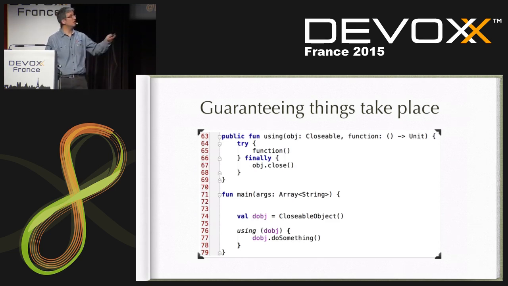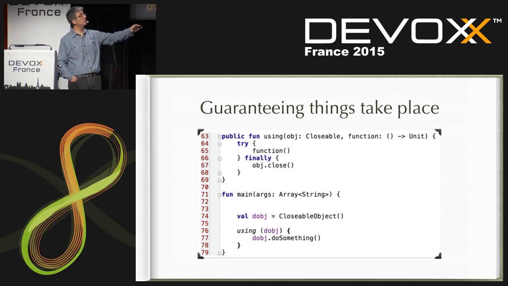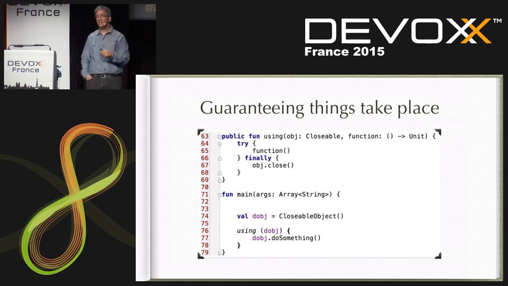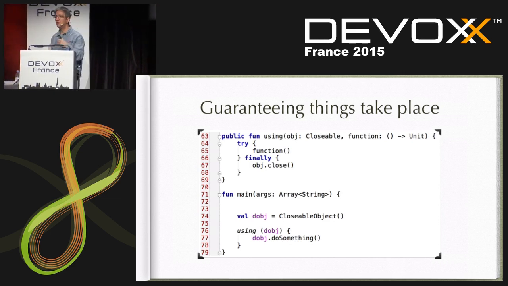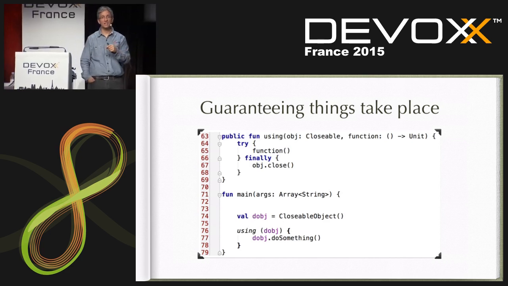You create a function. So in Kotlin, I can create a function called using, which takes a closable and takes a function. And then it just applies the function and then calls close on the actual closable object. So now I can introduce more correct code and make sure that, for instance, when people use a disposable object, it's automatically disposed of.